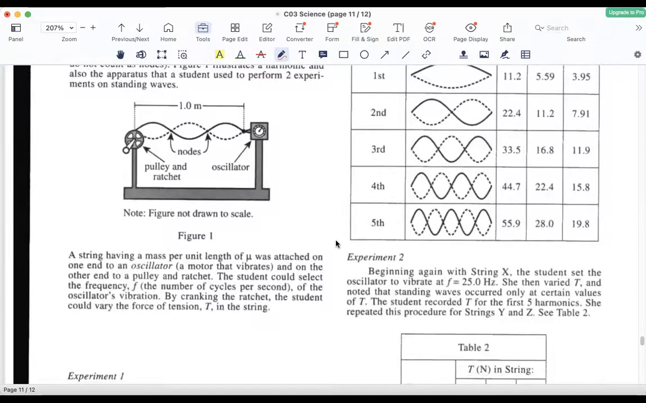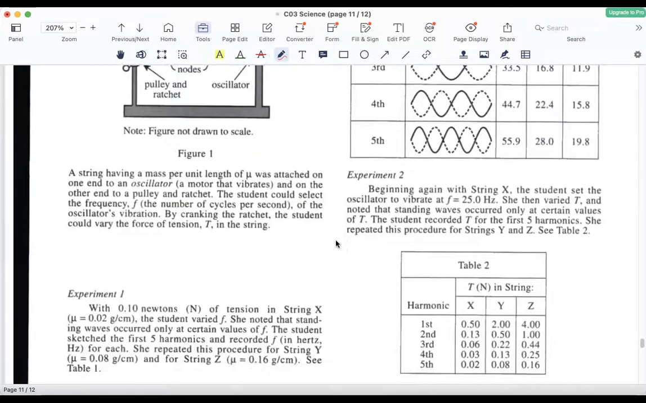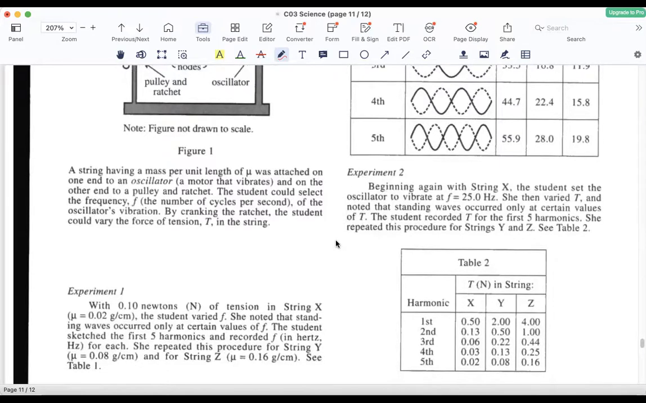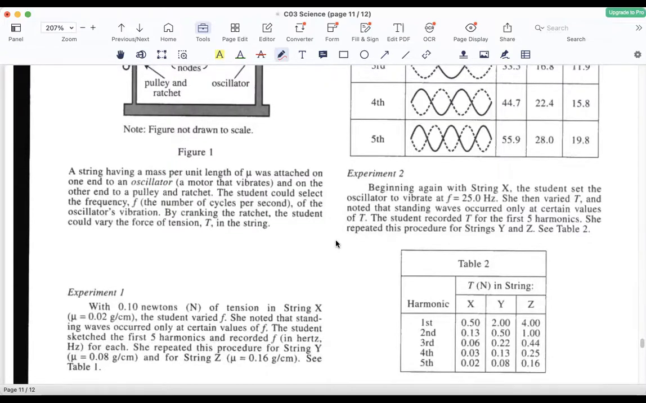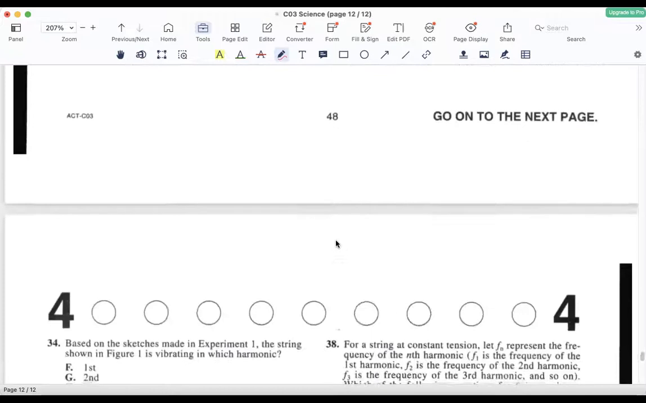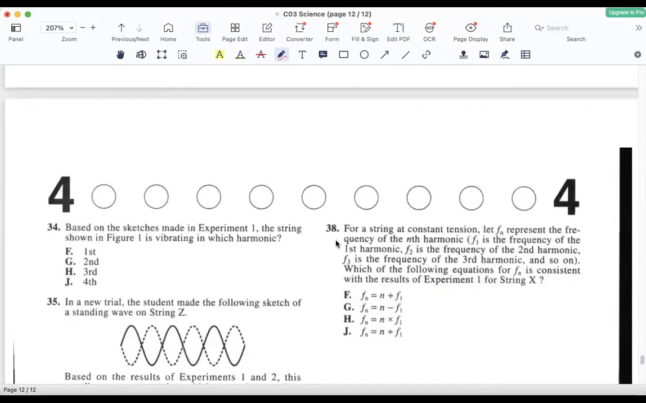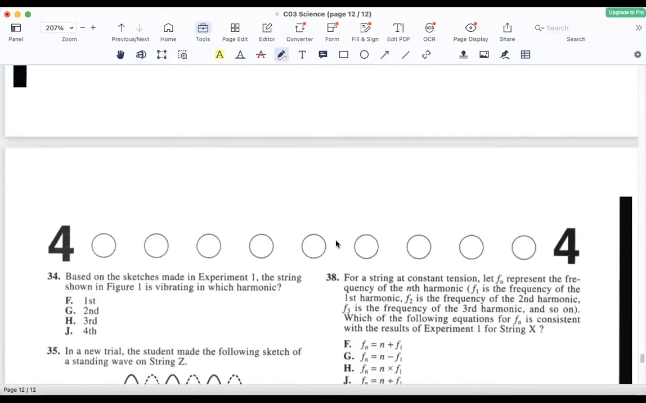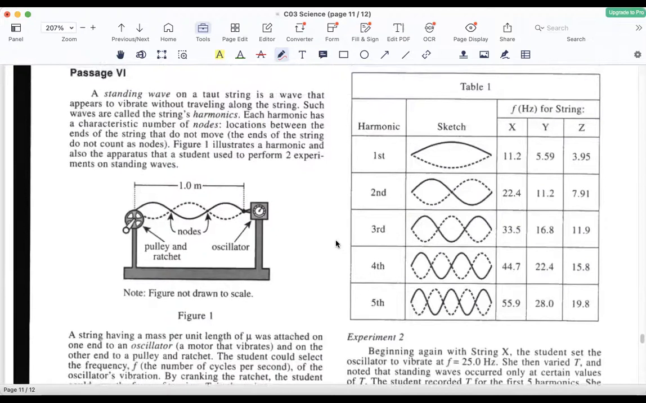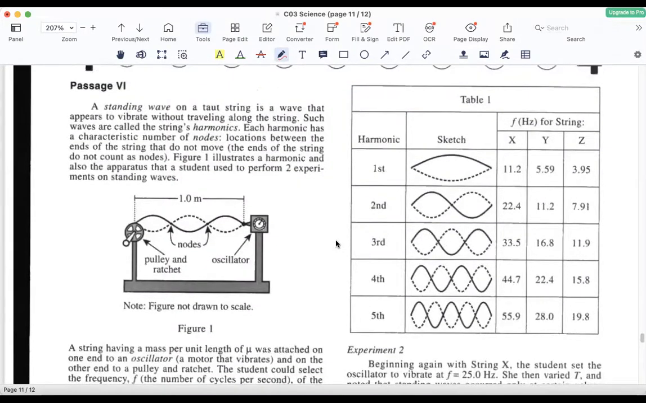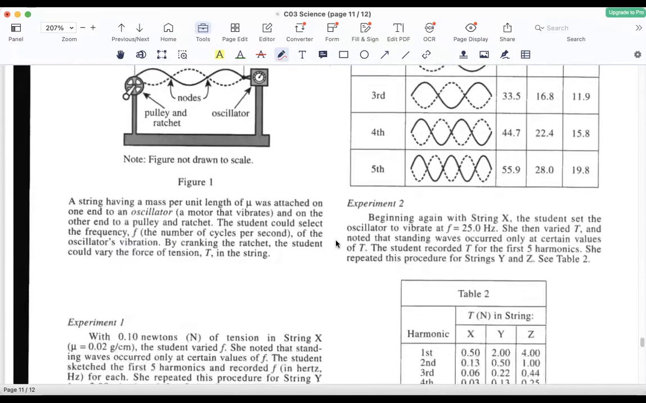Then again with string X, the student set the oscillator to vibrate at a particular frequency. She then varied the tension and noted that standing waves only occurred at particular values of the tension. The student recorded this for the first 5 harmonics and she repeated this procedure. Okay. Based on the sketches made in experiment 1, the string shown in figure 1 is vibrating at which harmonic? So that would be the third, right? Because there are 2 nodes. So it will be the third.